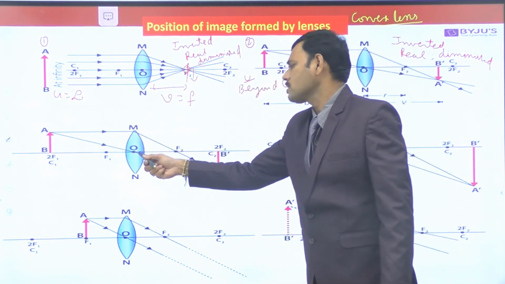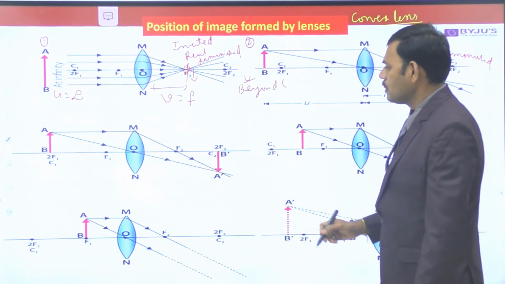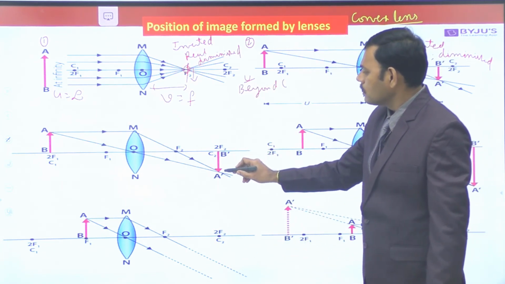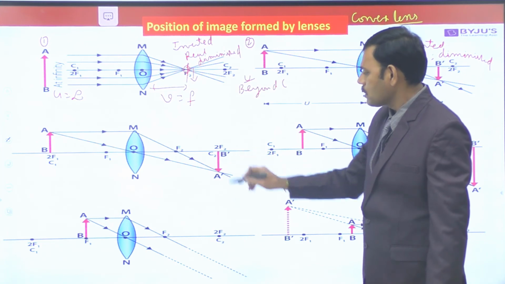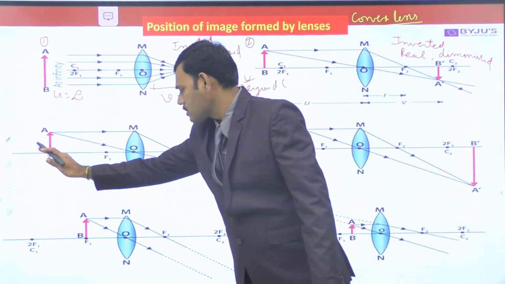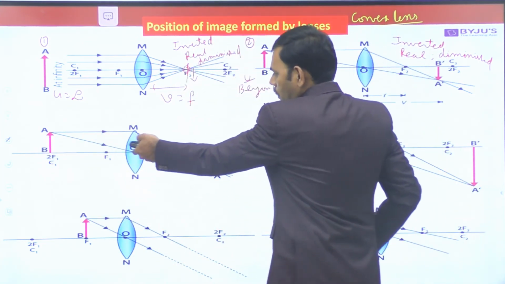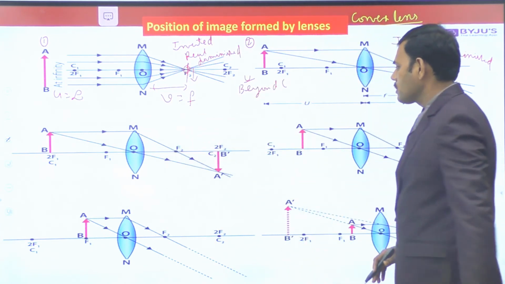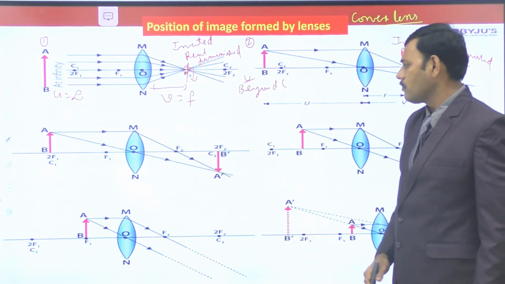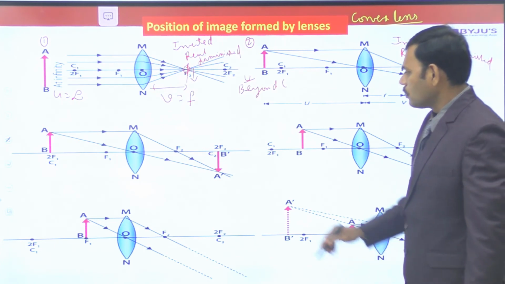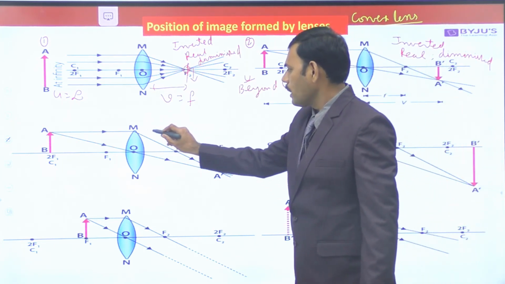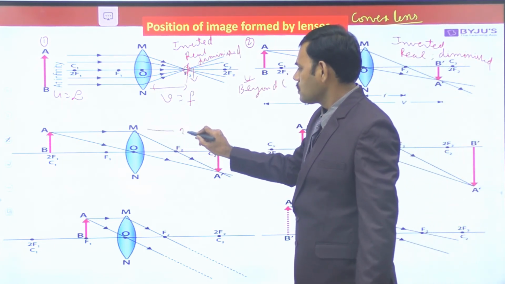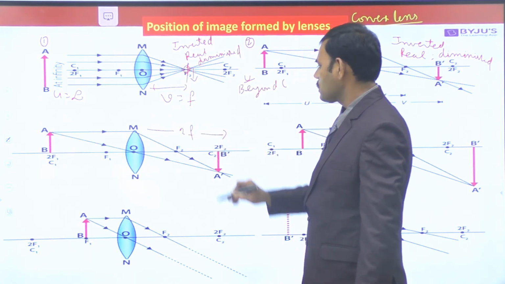The second light ray passes through the optic center without any deviation. It intersects and forms the image exactly at the center of curvature. If the object is at the center of curvature on one side and light rays pass through a convex lens, the image forms at the same center of curvature on the other side. So the image is also at a distance of 2f, the center of curvature.